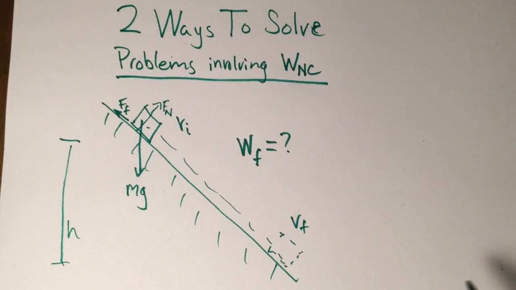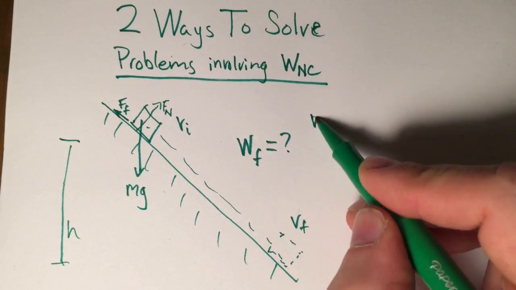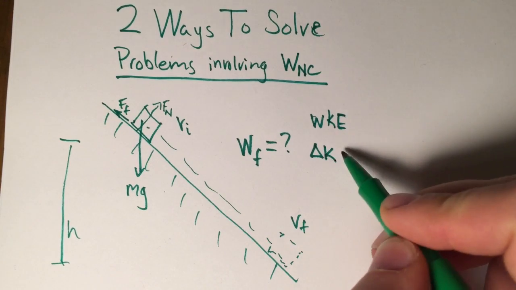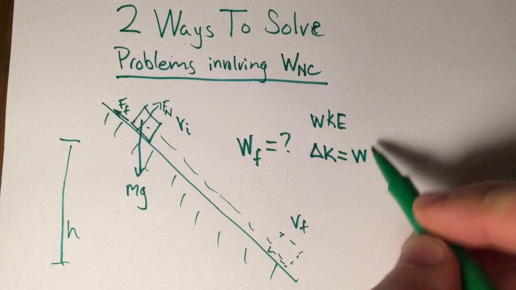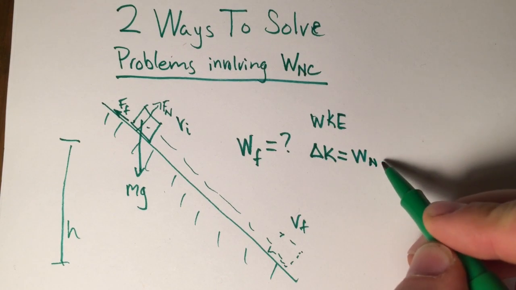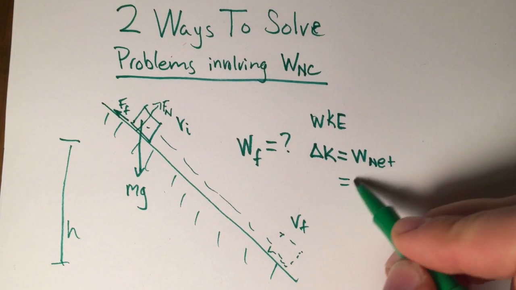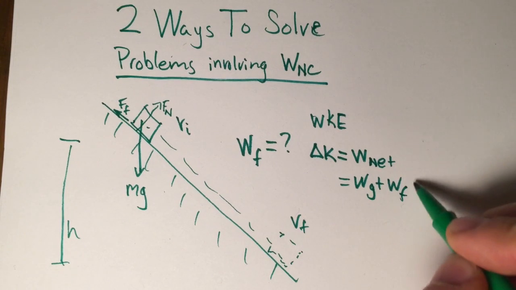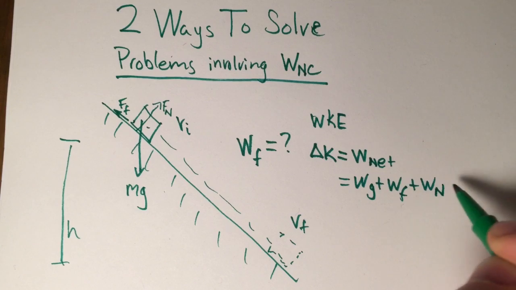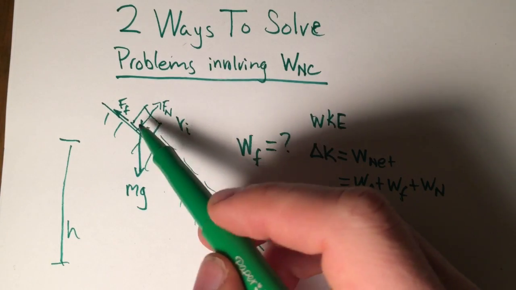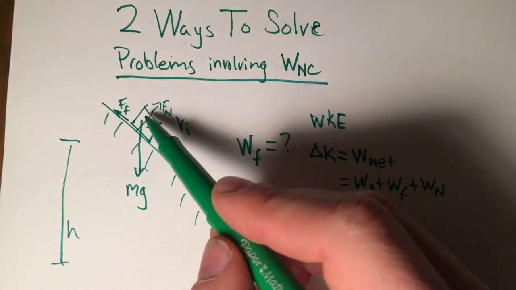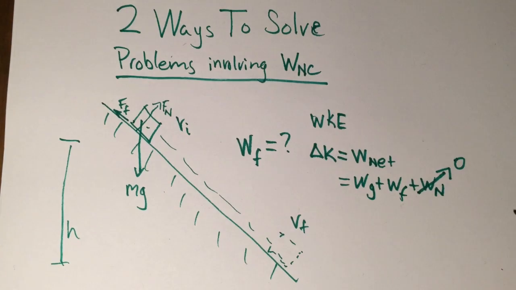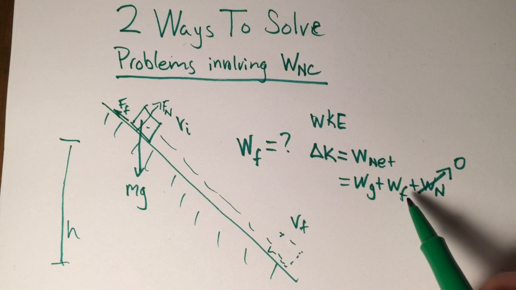Well, there's two ways you could do this. One is you could just use the work kinetic energy theorem. And basically all that says is that the change in kinetic energy is equal to the net work done on the box. So that's the work of gravity plus the work of friction plus the work of the normal force. And the normal force is pointing perpendicular to the motion of the box, so we know that the work from the normal force is 0. So we just have work of gravity and the work of friction.